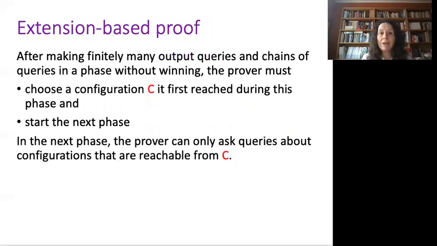After making finitely many output queries and chains of queries without winning, the prover must choose a configuration C it first reached during this phase, and then start the next phase. This next phase is the same, except the prover can only ask queries about configurations that are reachable from C.